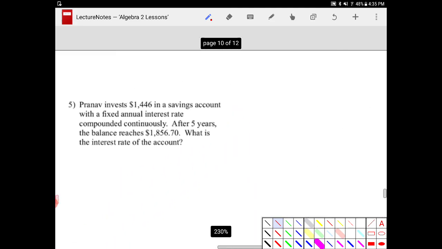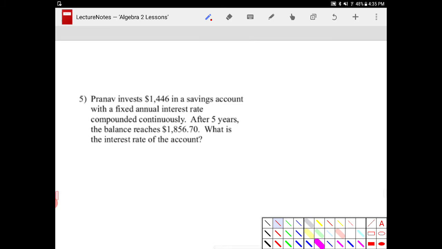Okay, moving on. Pranav invests $1446 in a savings account with a fixed annual interest rate compounded continuously. After 5 years, the balance reaches 1856.70. What is the interest rate of the account? So 1446 is my starting amount, times e to the power of r, which I don't know and is what I'm looking for, times 5 years, and all of this equals 1856.7.